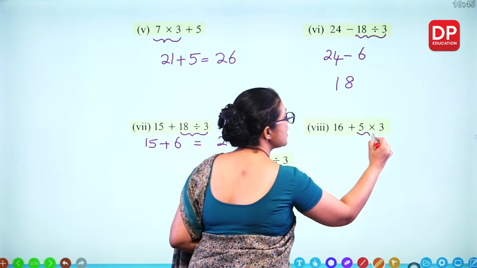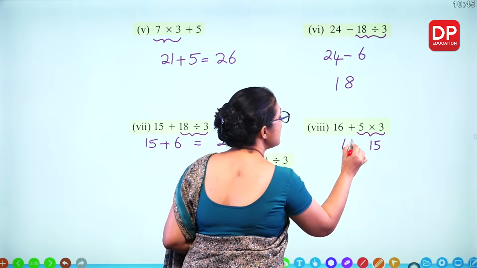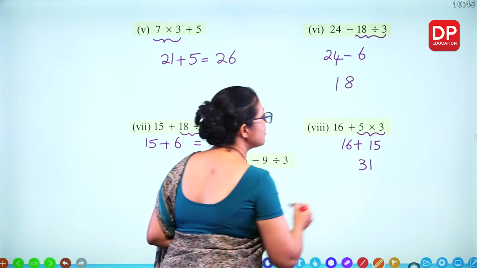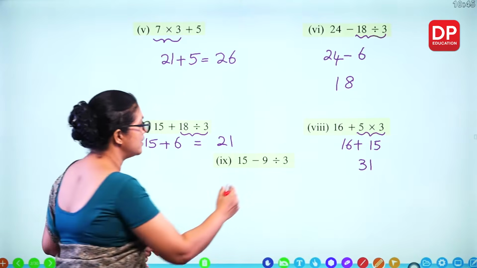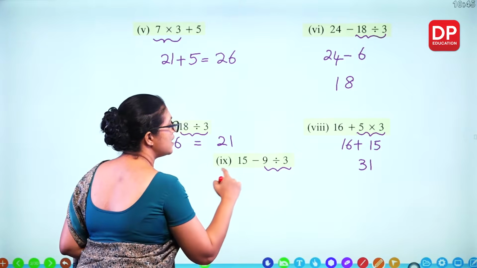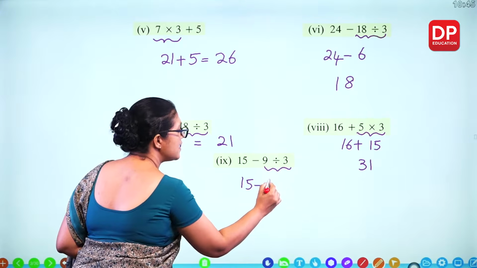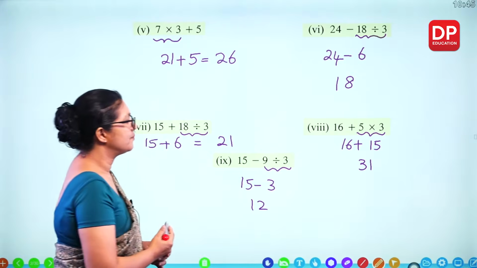This one, multiplication first. 5 times 3, 15. 16 plus 15, answer is 31. What about this one? Division first. 9 divided by 3 is 3. 15 minus 3, you get 12.